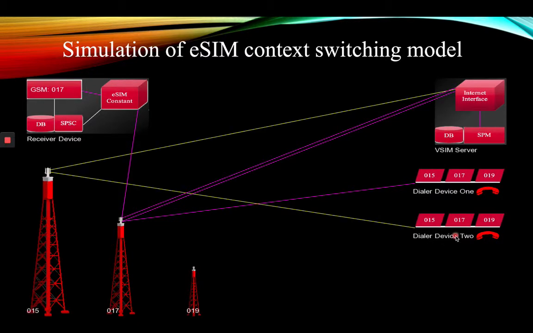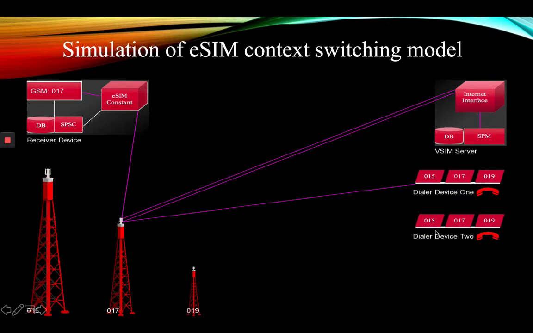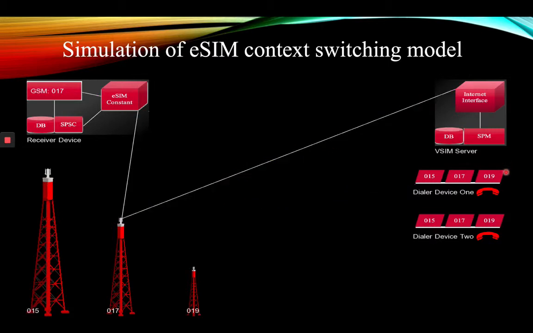Here dialer device 2 wants to establish a voice channel with the receiver device using the 015 network of the receiver device, but this device is not connected through this network. Our vSIM server already shows that this device is already engaged with dialer device 1 by establishing a voice channel. So the vSIM server sends busy feedback to the dialer device through the 015 network, and device 2 gets the busy feedback, then it disconnects the connection. Finally, dialer device 1 connects through the 017 network to the receiver device.